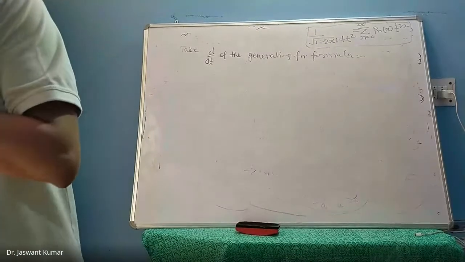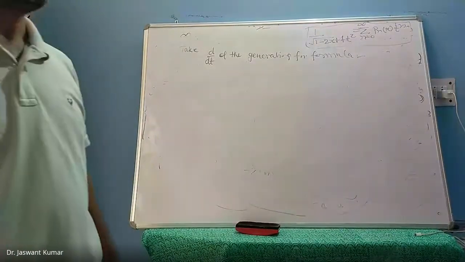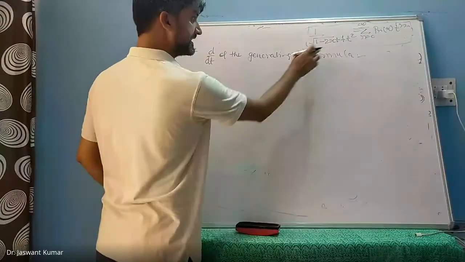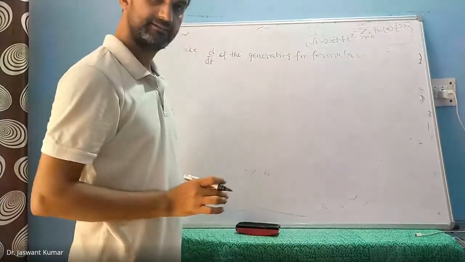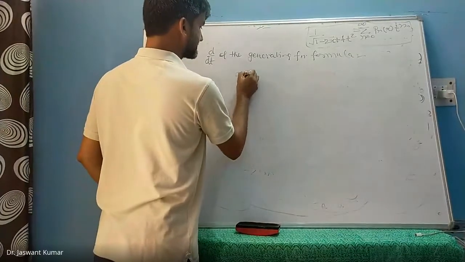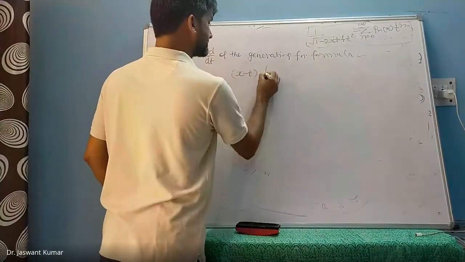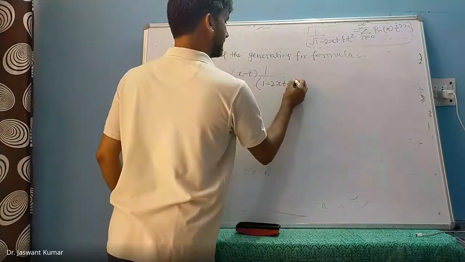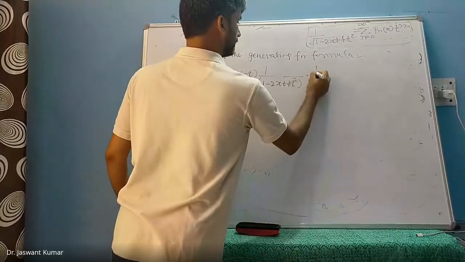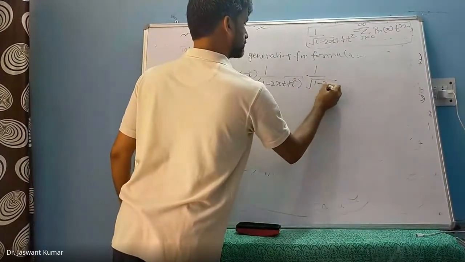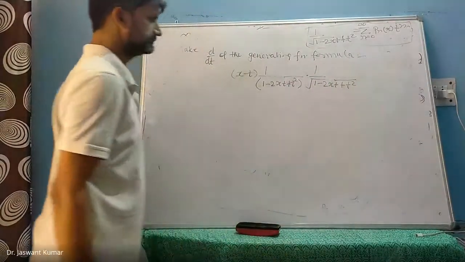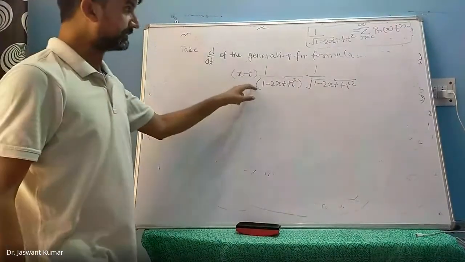Not t f cube. This was x minus t f cube. Do you remember what x minus t f cube was? Sorry, x minus t f cube was the d by dt of this, right? So x minus t, and then f cube is 1 by 1 minus 2xt plus t square times 1 by square root of 1 minus 2xt plus t square. Okay, so this is d by dt of the left hand side.